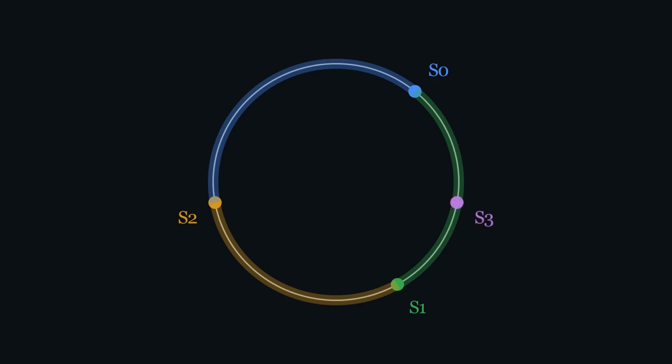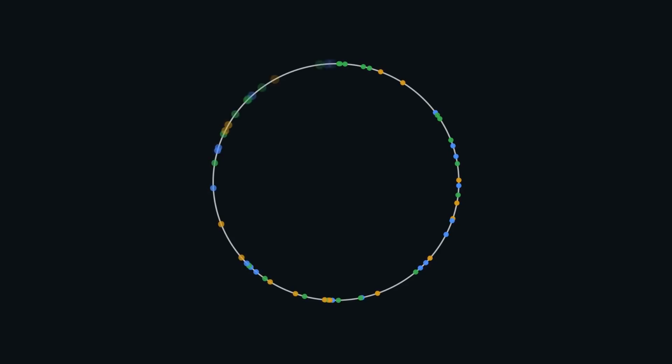Adding a server is the same story in reverse. Drop a new server onto the ring, and it takes over just a slice of one neighbor's world. Nobody else even notices. You can grow the cluster one machine at a time with minimal data movement and zero global reshuffling. But there's a problem hiding in this design.